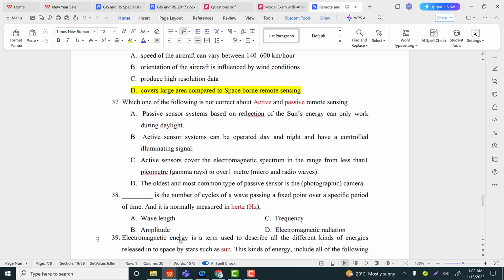Question number 38. Blank is the number of cycles of a wave passing a fixed point over a specific period of time and is normally measured in hertz or Hz. A. Wavelength. B. Amplitude. C. Frequency. D. Electromagnetic radiation. The answer for question number 38 is C, frequency.